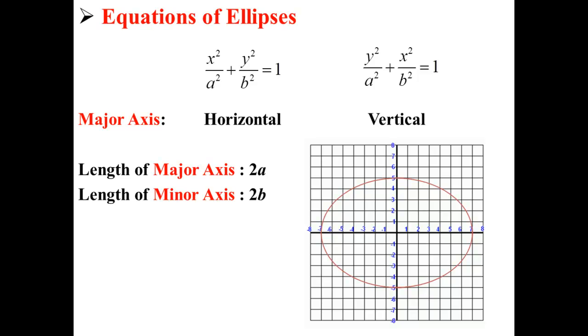The length of the major axis is equal to 2a, while the length of the minor axis is equal to 2b, shown here in the orange and green lines on the graph of this ellipse.